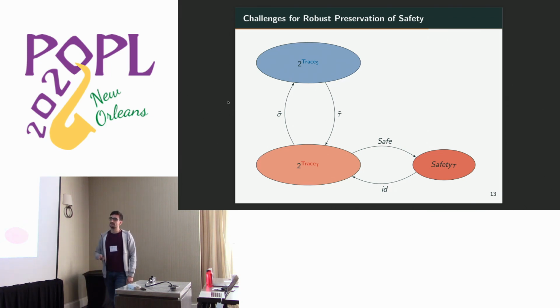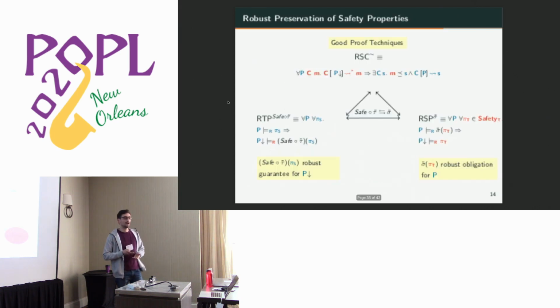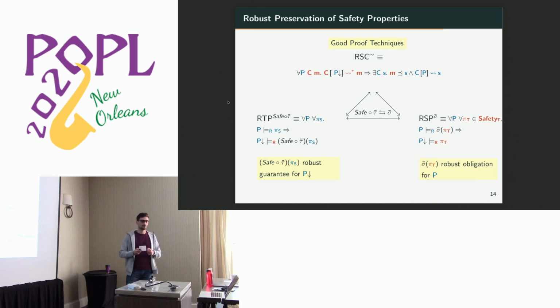And interestingly now, you can compose the mappings in a proper way and get a new Galois connection between source arbitrary properties and target safety properties. And this will be the key to have three new criteria for preservation of robust safety, and to have them equivalent.